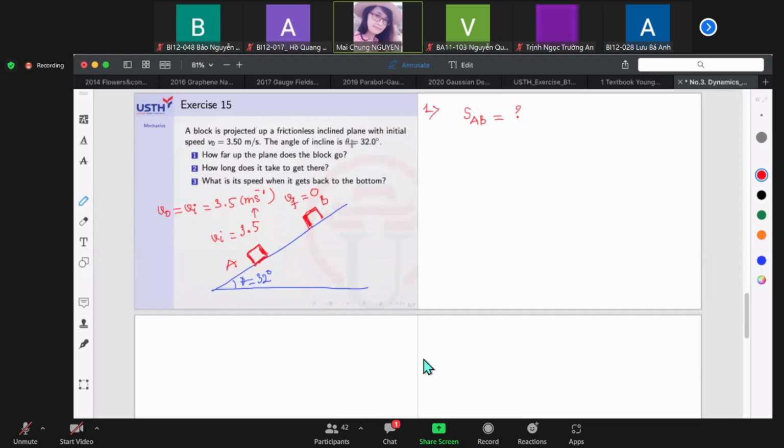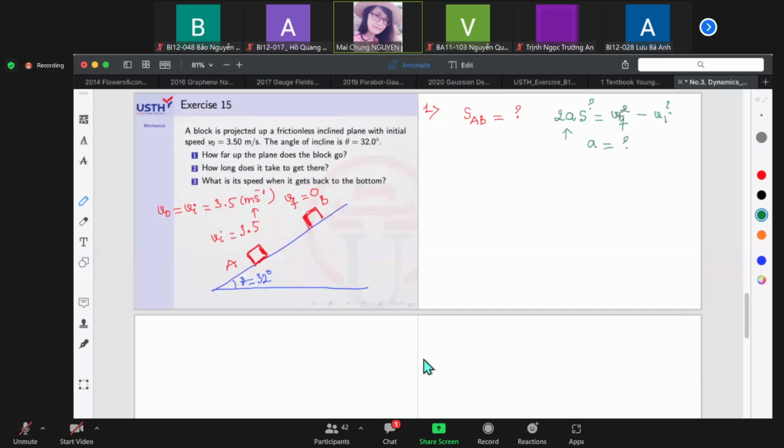Let's see here. You need to compute how far, that means the distance traveled from A to B of the block, right? To compute distance traveled, there are only 3 equations in chapter 1. For example, here we could apply the equation 2as equals v final squared minus v initial squared. So let's see this exercise. We already know vi and vf, right? Now we need to compute s, that means we need to find a.